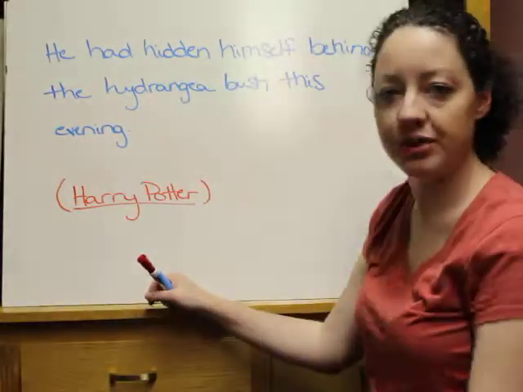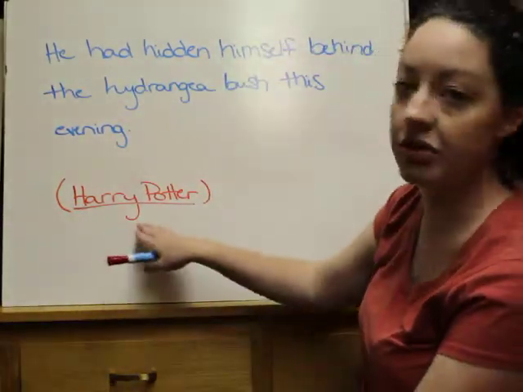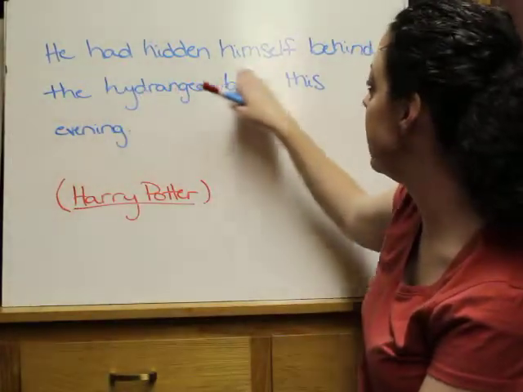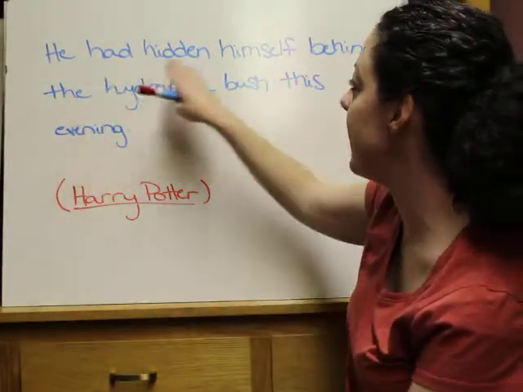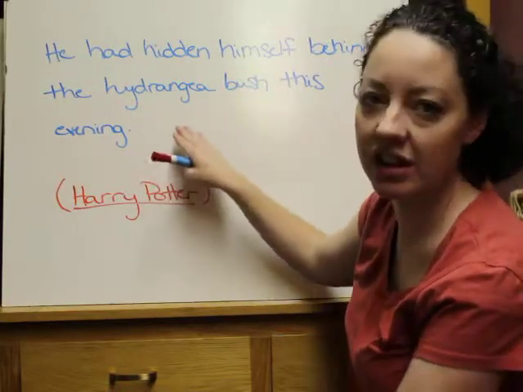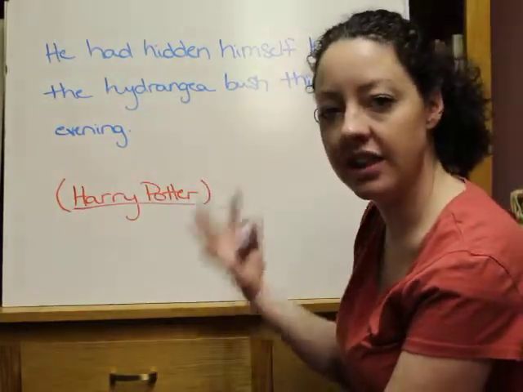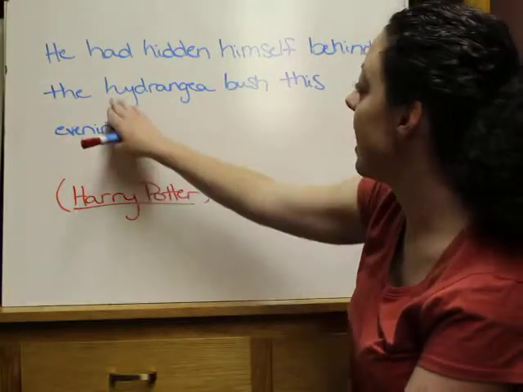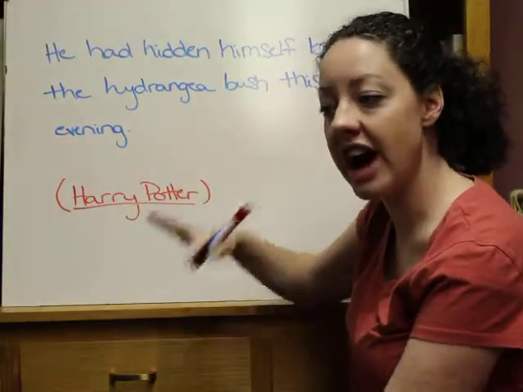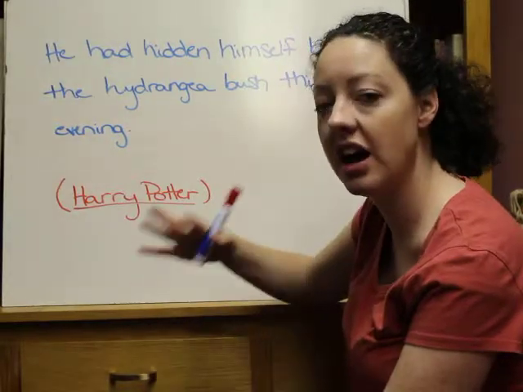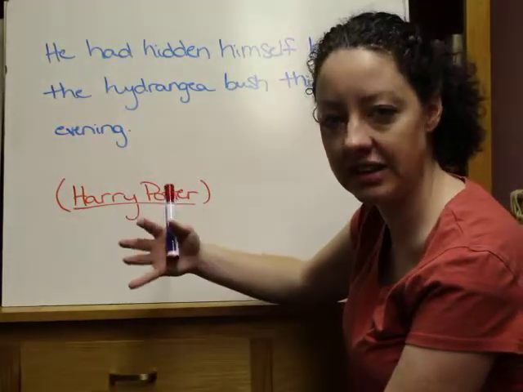Here's an example from literature. This is actually from Harry Potter. He had hidden himself behind the hydrangea bush this evening. So we have he, had, hidden, himself, and hydrangea. They all start with the light H sound. And that might be chosen because it makes kind of a hushed sound, the hushed. So he's hiding, he's hidden, it's quiet.